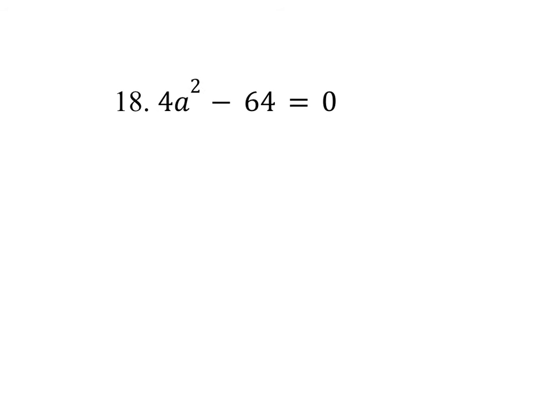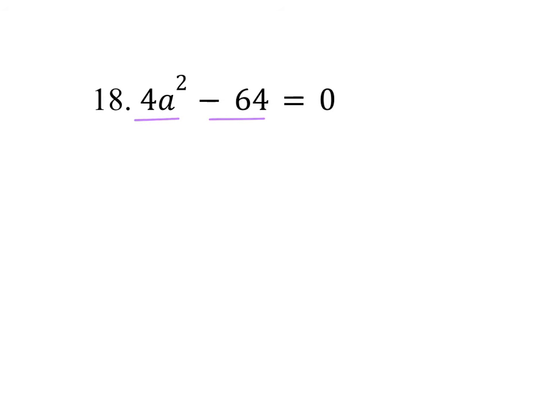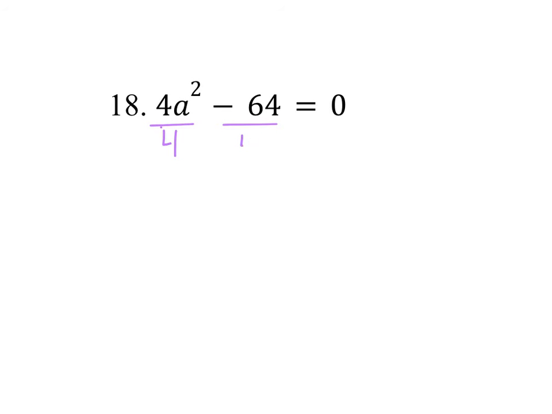Moving into 18. In 18, I only have 2 terms, which means I'm looking for GCF. What can I take out of both of these terms? Well, it looks like I can only take out a 4. So when I divide by 4, I end up with 4 times a squared minus 16.